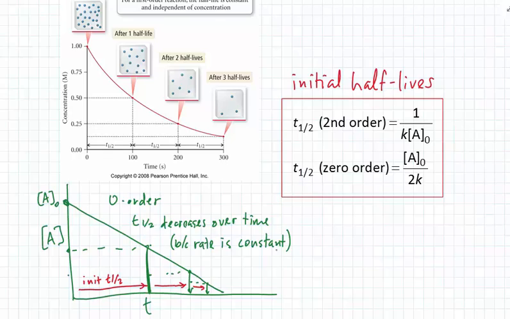If they're constant with first order, by extension, what would you suppose happens to the half-lives of a second order reaction?